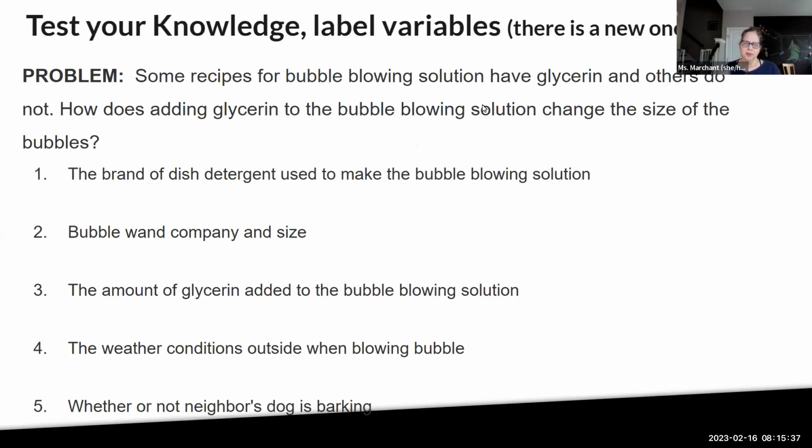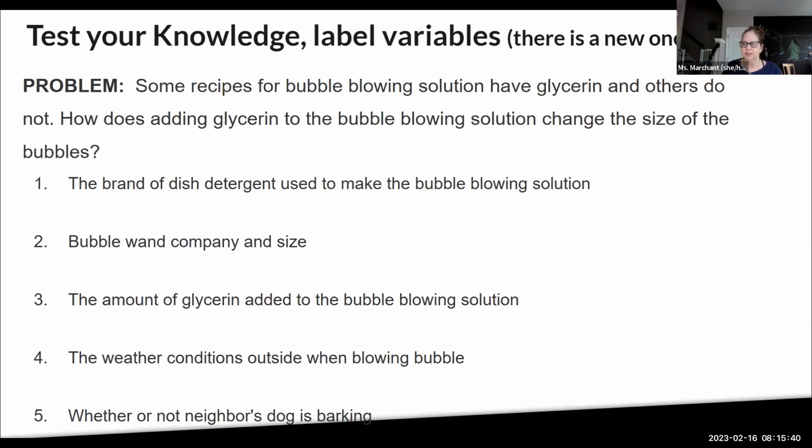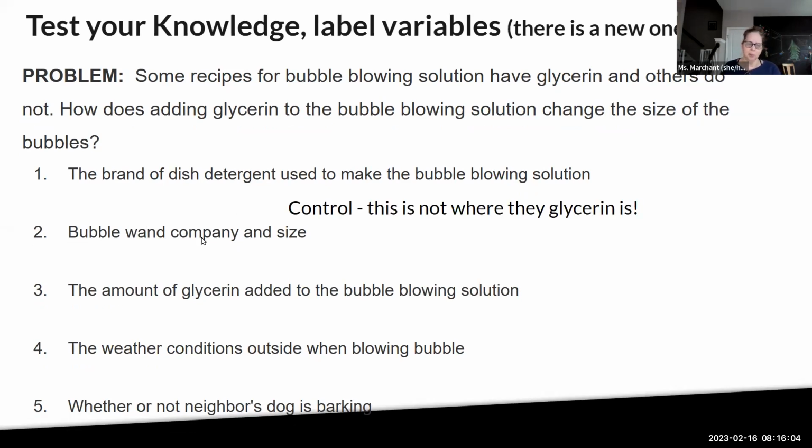All right, some recipes for bubble blowing solution have glycerin and others do not. How does adding glycerin to the bubble blowing solution change the size of the bubbles? So what are these variables? The brand of dish detergent used. Okay, so the dish detergent does not have glycerin in it. That's something else that you're adding. So your brand of dish detergent and even the specific type of dish detergent should be the same, making that a control. Bubble wand company and size.